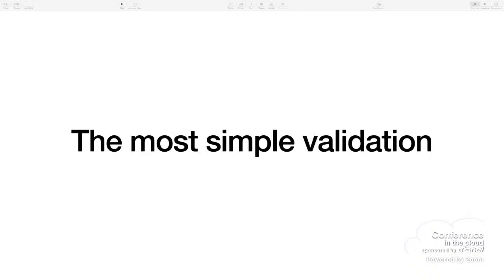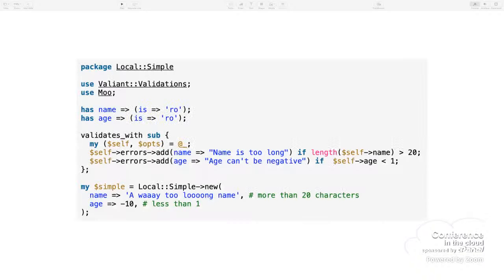Okay, so let's go to the top and start with a very simple validation example. All right, so going back to here. Here we have a Moo class. It defines two attributes, age and name, and the data comes in and we want to validate it, okay?